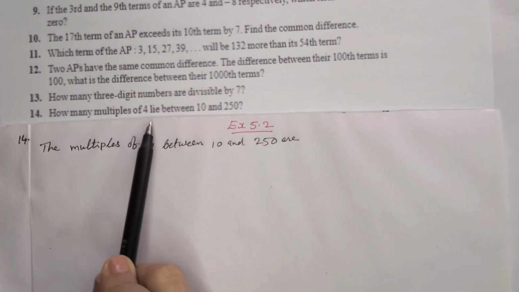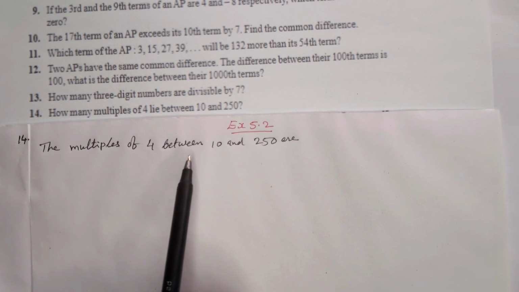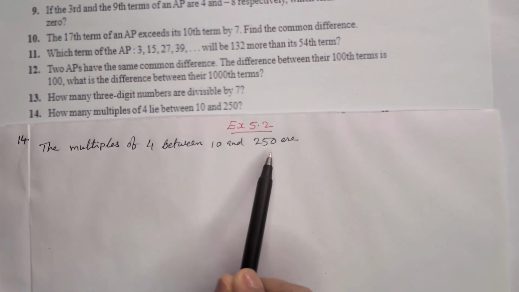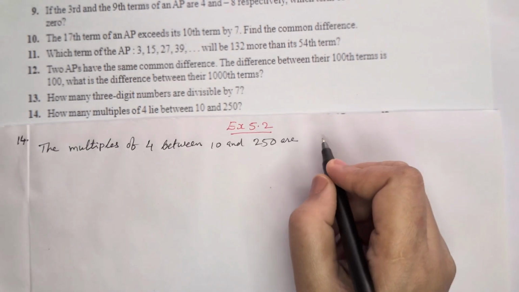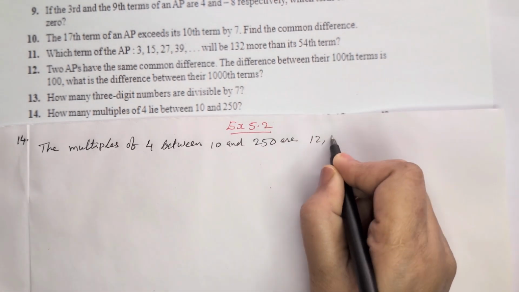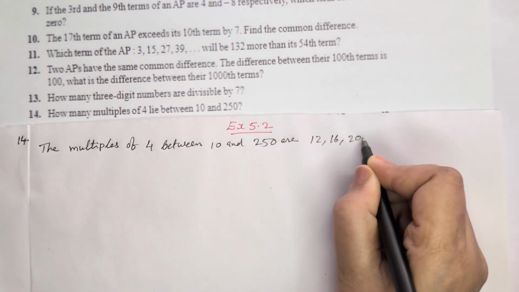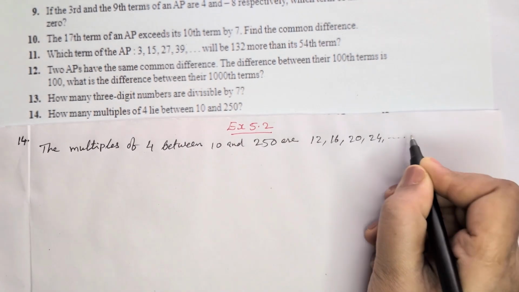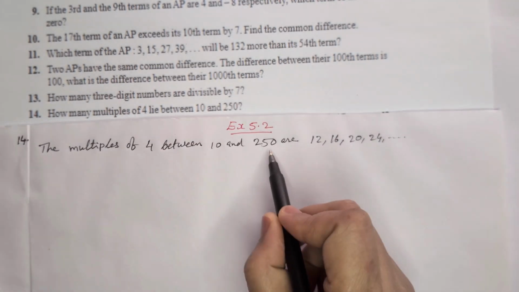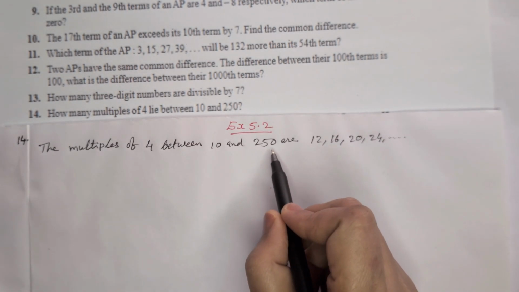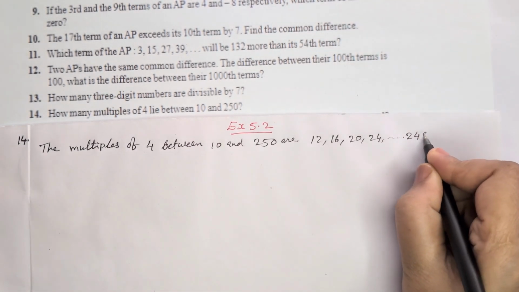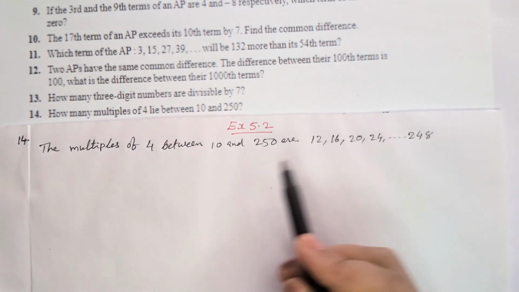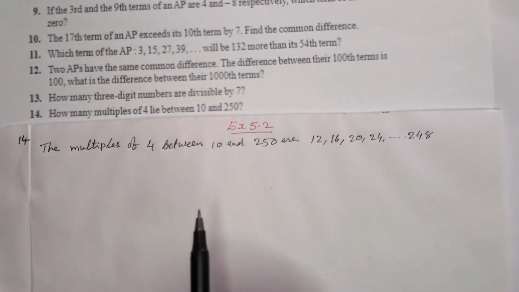14th question. How many multiples of 4 lie between 10 and 250? So first we have to find out the multiples of 4 between 10 and 250. We know that after 10, the first multiple of 4 is 12, then 16, 20, 24, etc. And before 250, 250 is not divisible by 4, then 249 is not, then 248. So 248 is the last number divisible by 4 before 250.